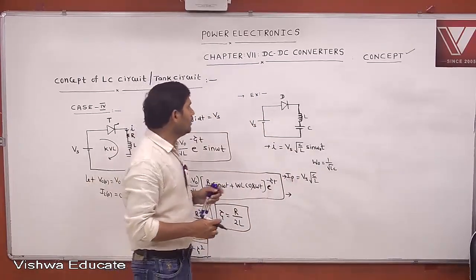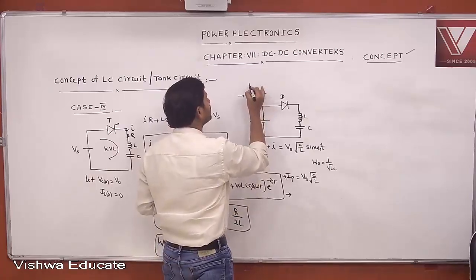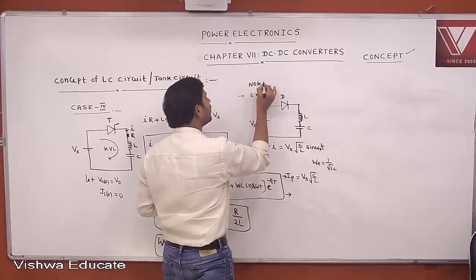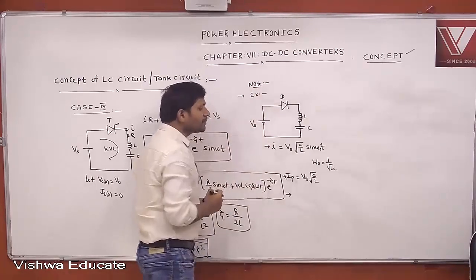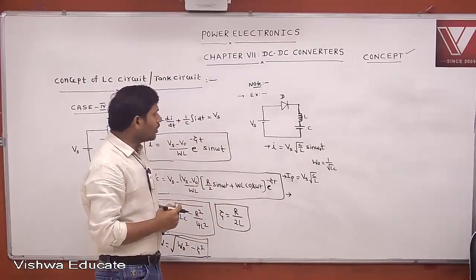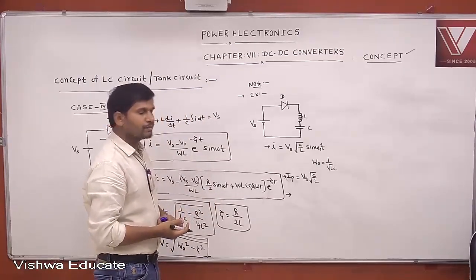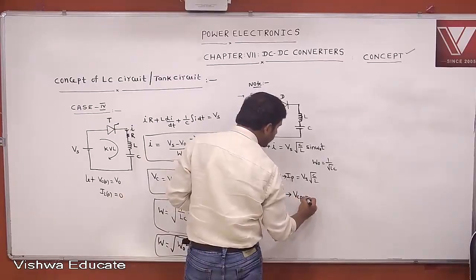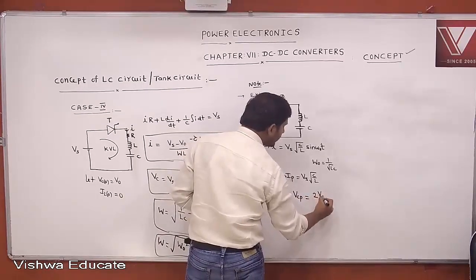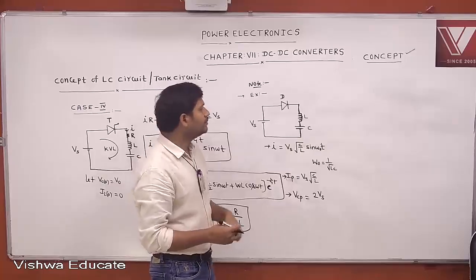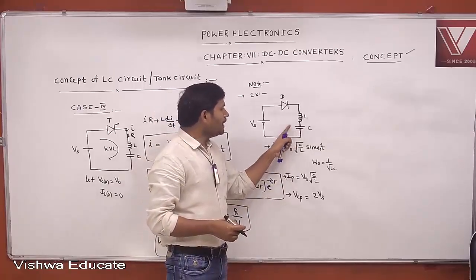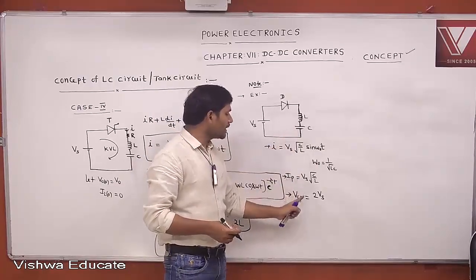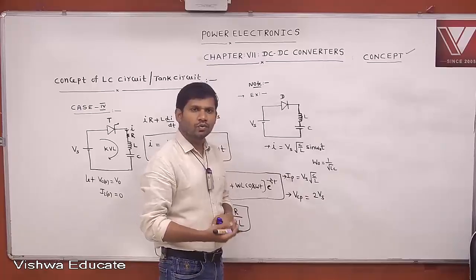I am writing this as a note: how to approach the formulas directly without remembering the concept. IP equal to Vs into square root of C by L. Now can you tell what is the peak voltage across the capacitor? The point to remember: without any initial conditions, the capacitor is charged to a maximum voltage of 2 Vs.